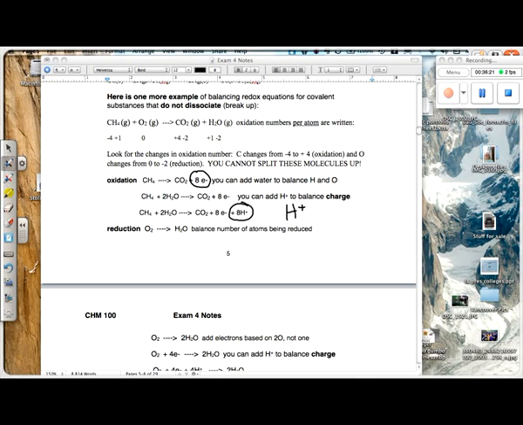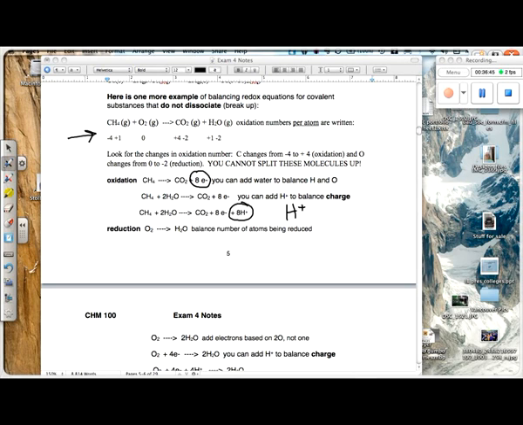It gave me the 2 oxygens I need to balance out the 2 oxygens here. If at this point in the procedure this does not work out like it just did, you've done something wrong. And the step that I would go back to first is assigning oxidation numbers. That's often where mistakes are made.